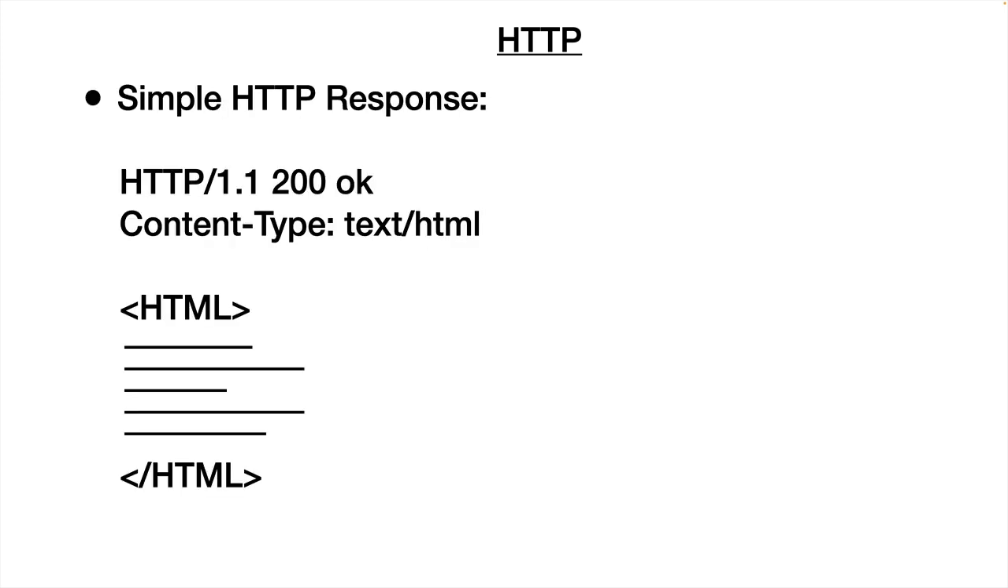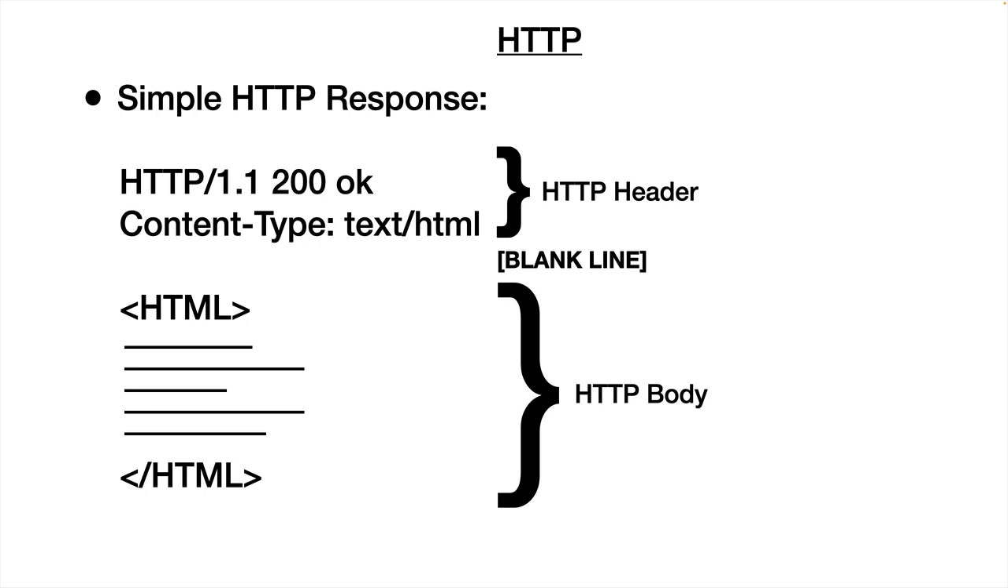Now, once we do that, we get a response back from the web server. And this is showing you a simple response. And there are, in general, a couple of parts. First, we have something called the HTTP header, which, much like the request, has these kind of keyword value pairs. We have to have a single blank line, or really I should say at least one blank line. And then after that blank line, we have what's referred to as the HTTP body.